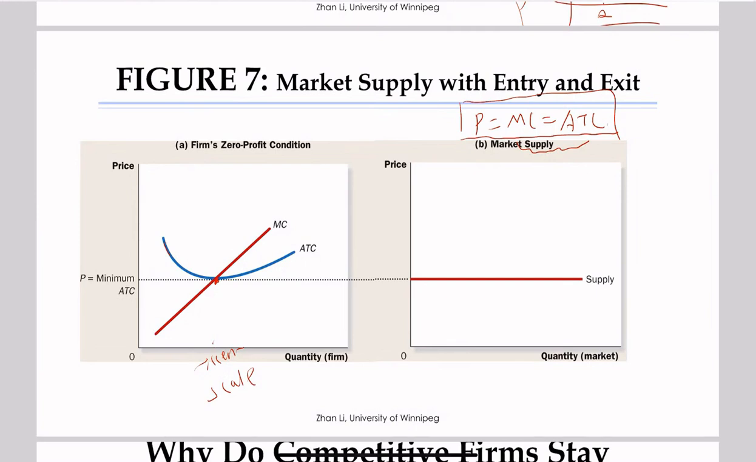To be more specific, price is determined by the minimum point of the average total cost, right? So you can see that no matter what the quantity is, if the firm's average total cost curve stays the same, then price will stay the same. That's why price will be a horizontal line. So what does this tell us? It basically tells us that in the long run, price is entirely determined by the firm's technology.